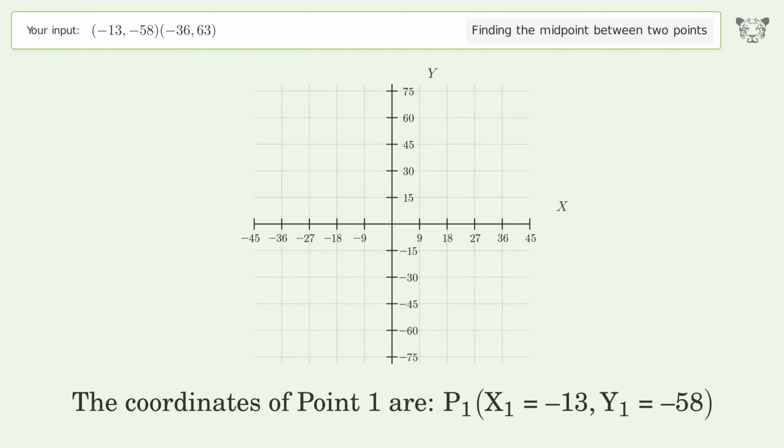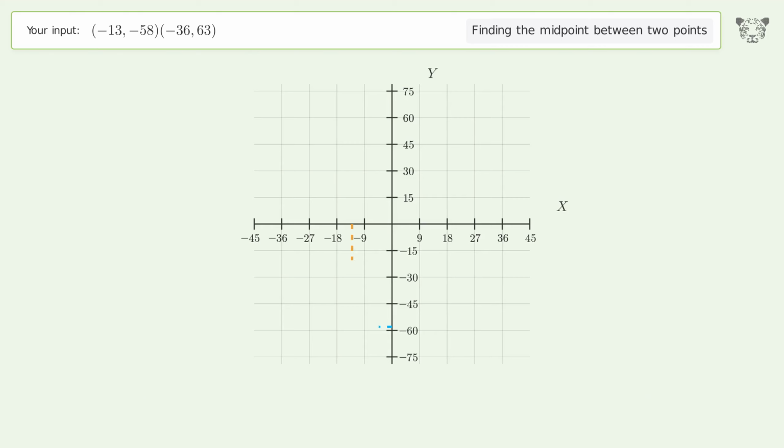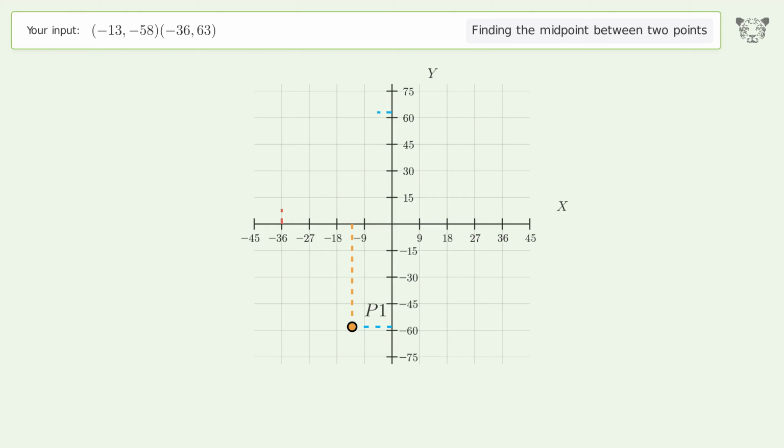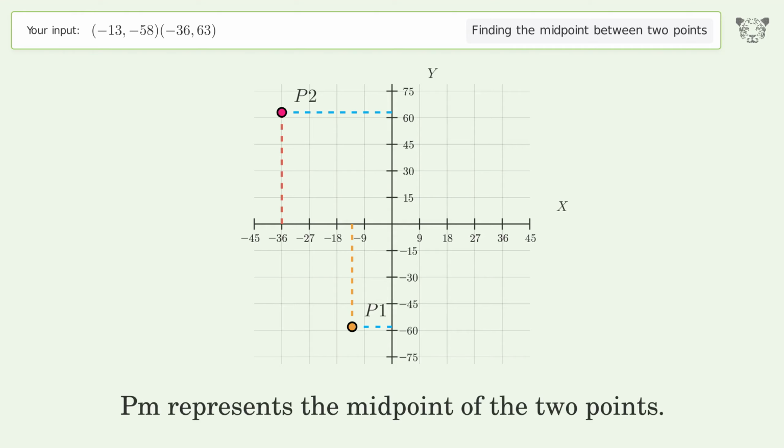The coordinates of point 1 are, x1 equals negative 13, y1 equals negative 58. The coordinates of point 2 are, x2 equals negative 36, y2 equals 63. PM represents the midpoint of the 2 points.